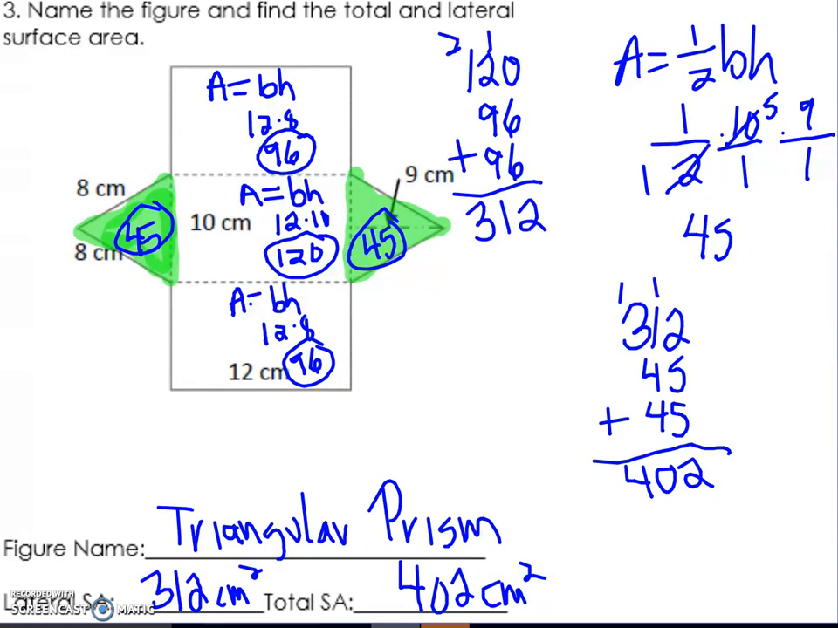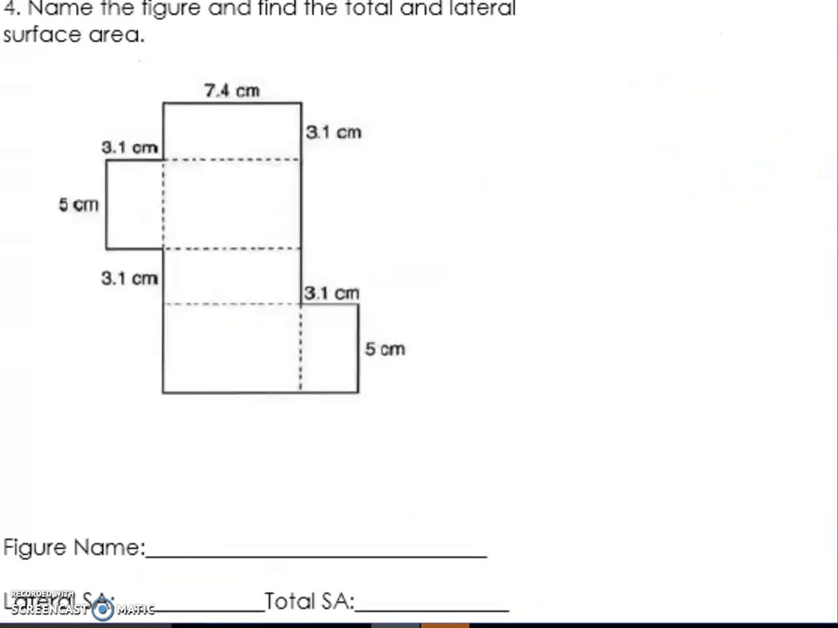Okay, let's take a look at number 4. First, we're going to identify the bases. So we'll say that this is the base, and this is the base. Okay, so the bases are rectangles, and it's a prism, so rectangular prism.